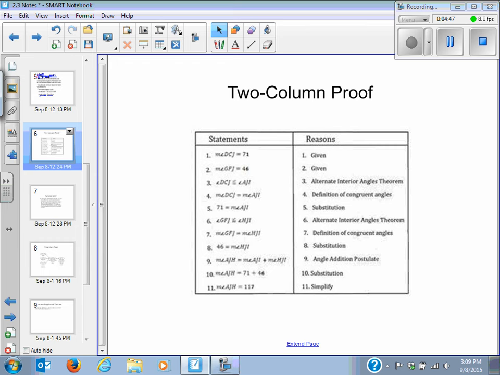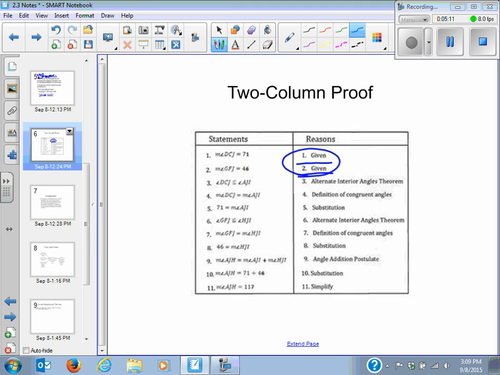So here's an example of what a two-column proof looks like. I know it's pretty blurry, so just bear with me, please. If you see this statement, you always start with the givens. We'll get into some examples in class, and you always write the givens down first. Get those out of the way, and the reason is they were given to you. They were part of the problem.